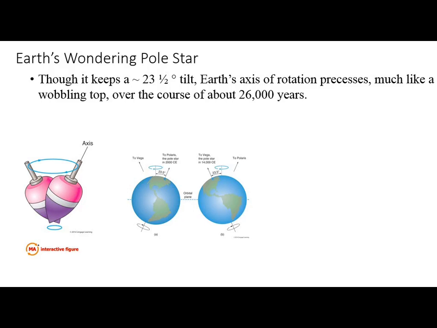So our North Star is Polaris right now, and it was 26,000 years ago, and it will be again in 26,000 years. So that's the time it takes to make one coning. Okay, but all the time the Earth's axis of rotation will be tilted kind of similarly.